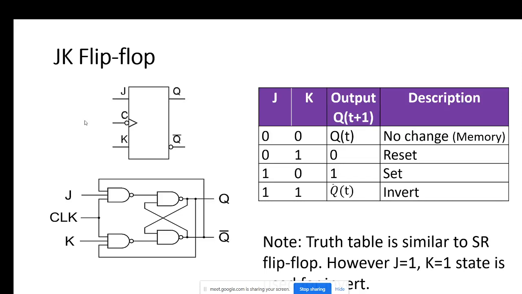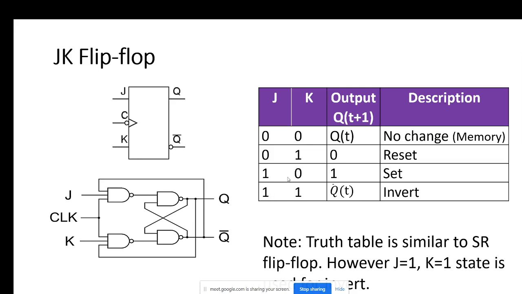So then we have the JK flip flop. So the JK comes from the two people that invented this particular flip flop, Jack and Kilby. So again, rather than S and R, we call them J and K, and we have the clock signal. You don't have to memorize it anyway. If you can remember, you can just remember it. But the truth table is again same as SR latch.